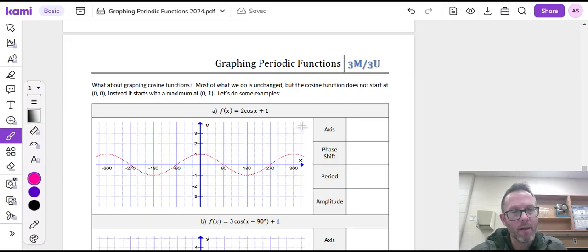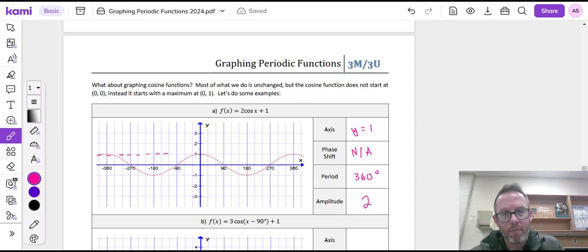So let's talk about how we can make a sketch. As I said, most things in our algorithm don't change. The axis we just read off. Here it's y equals 1. For the phase shift, nothing is being subtracted off the x in brackets, so no phase shift. Nothing is multiplying the x, so the period is just the regular 360 degrees, and our amplitude is 2. So keep following the algorithm. Draw on the axis, and draw in the highest and lowest values.